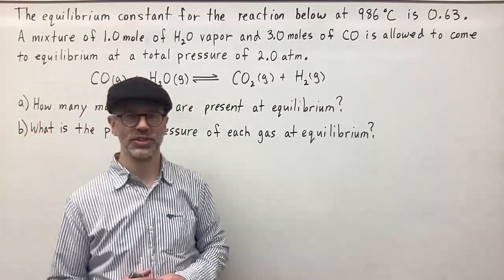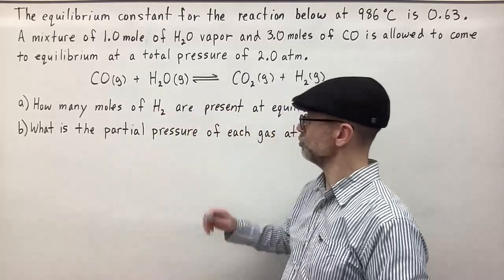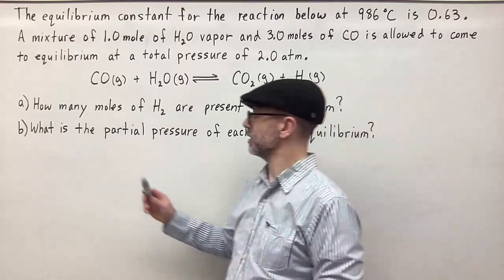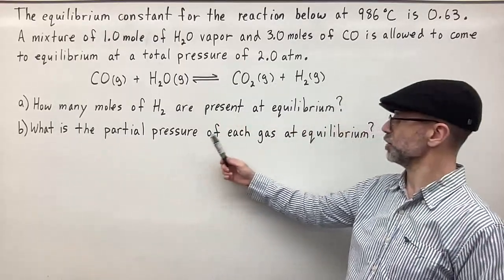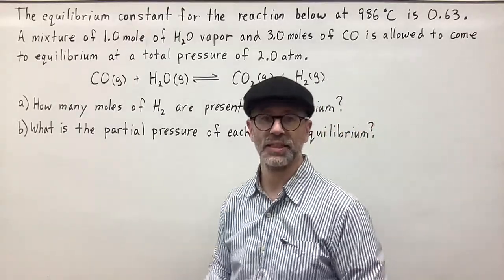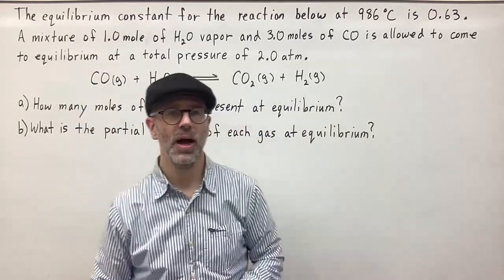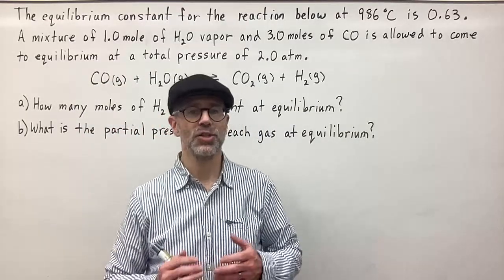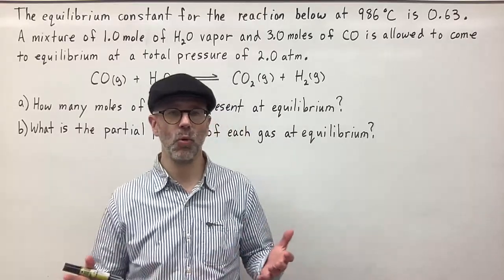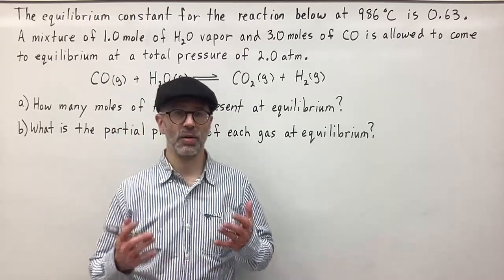And we have two questions to answer. The first one is how many moles of H2 are present at equilibrium? And the second one is what is the partial pressure of each gas at equilibrium? So let's get into this. First we're going to find how many moles of H2 are present in equilibrium. So what we need to do is do an ICE table first to find out what the equilibrium expressions are. And so we'll start there.